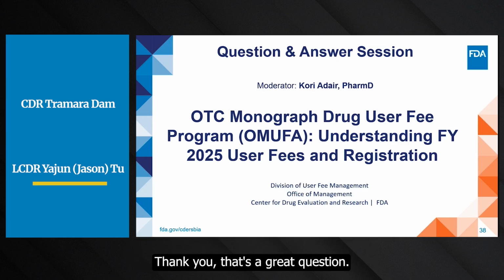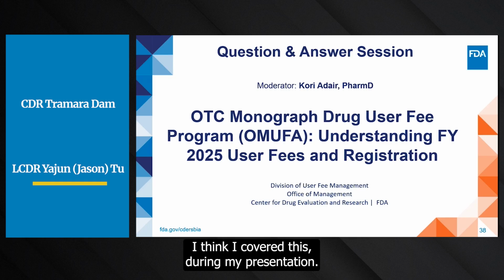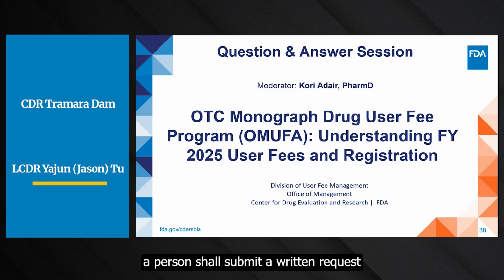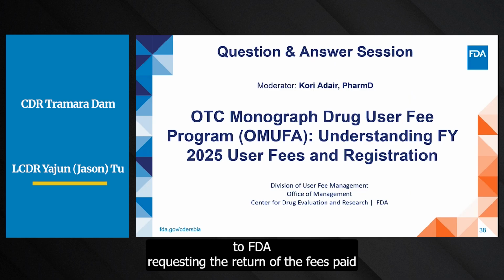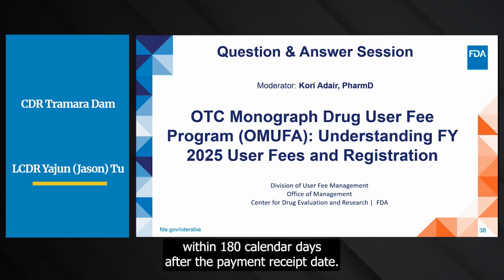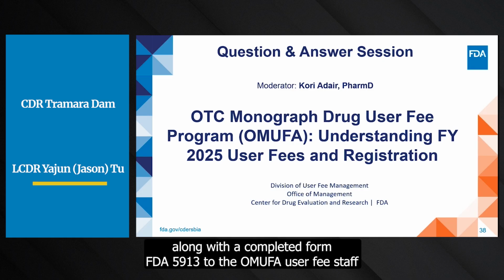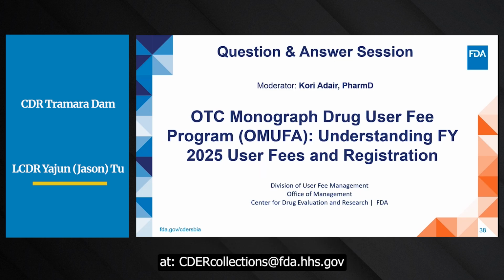Thank you. That's a great question. I think I covered this during my presentation. To qualify for the return of a fee claimed to have been paid in error, a person shall submit a written request to FDA requesting the return of the fees paid within 180 calendar days after the payment receipt date. That person shall provide a written request along with a completed form FDA 3913 to the OMUFA user fee staff at CDER collections at fda.hhs.gov. Thank you.